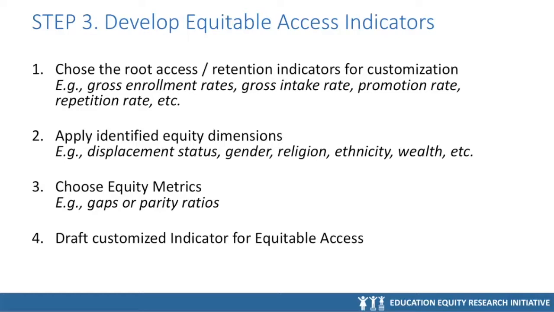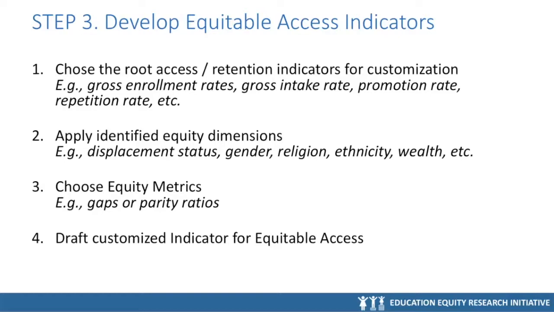It's also possible to apply gaps and parity ratios to equity dimensions that involve 3 or more groups. Let's say the case of ethnicity or local language, where there might be 3 or more ethnic groups or 3 or more local languages. But in this case, in order to apply the gaps or parity ratio, we would be comparing 2 groups of interest, not necessarily the largest groups. We could also compare 1 dominant group versus all the minority groups combined. We can compare 1 group of interest versus the national average, let's say.